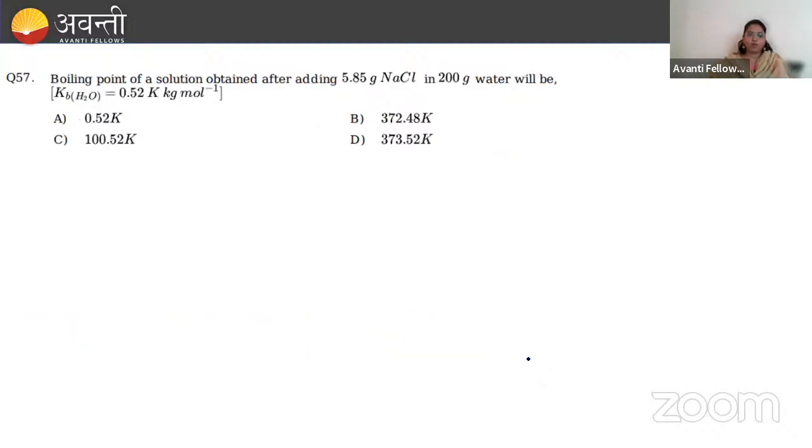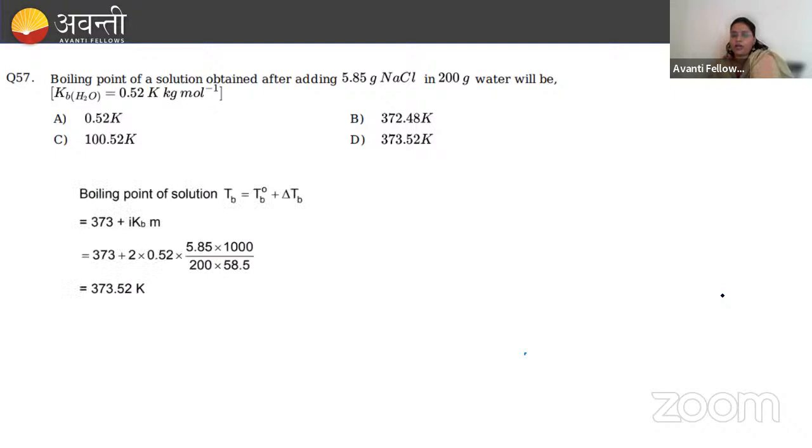Okay, next question. Boiling point of the solution obtained after adding 5.85 gram NaCl in 200 gram water will be. So here we need to find the boiling point for the given solution. The formula for the boiling point of a solution is Tb equals Tb0 plus delta Tb. Right? Our formula is Tb equals Tb0 plus delta Tb. This is our formula. What is given to us?